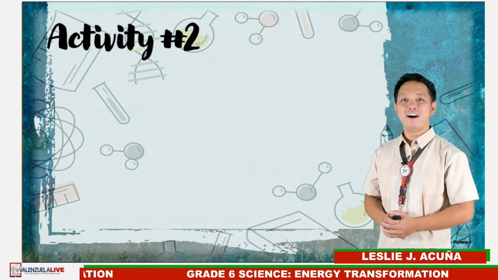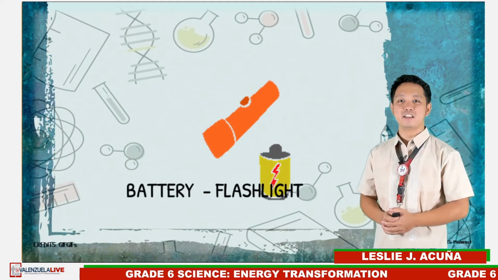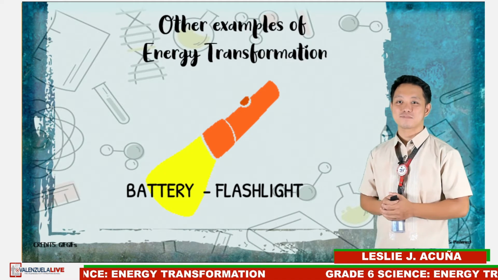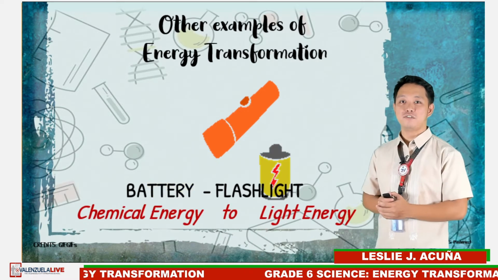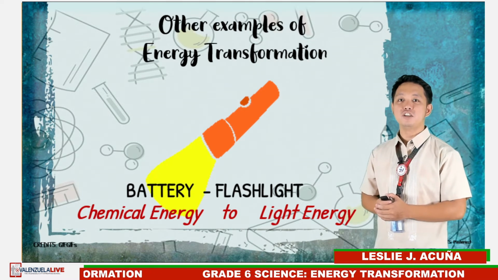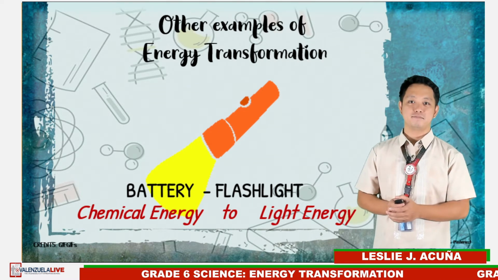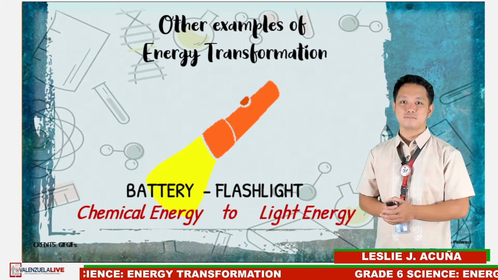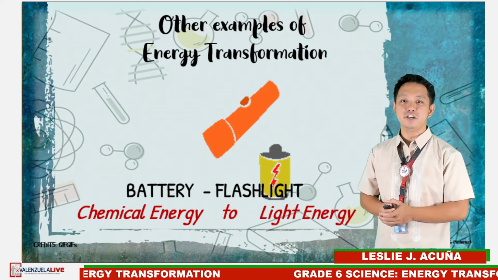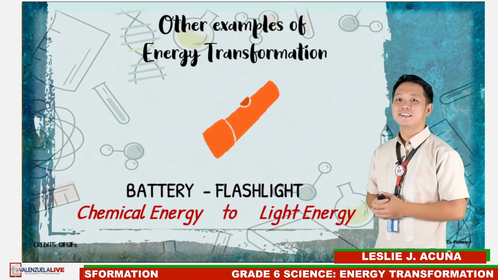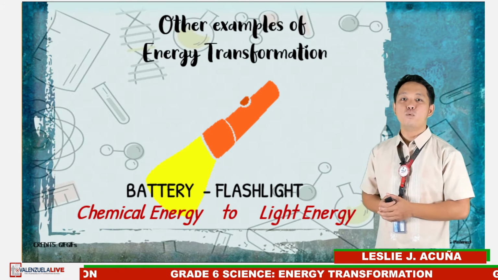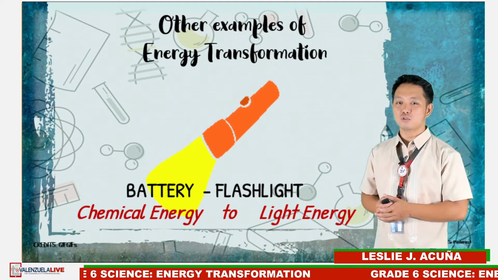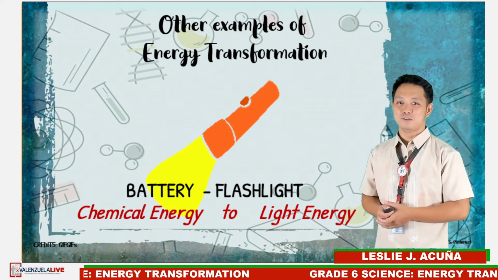So here are other examples that energy can transform from one form to another. The chemical energy of the battery is changed to electrical energy when you switch on the flashlight. The electrical energy is turned into light and heat energy, which is used to see in dark places or at night during brownouts.